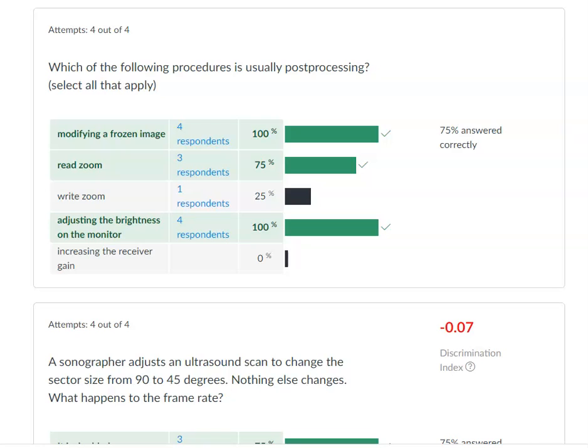Okay, which of the following procedures is usually post-processing? Anything that modifies a frozen image is by definition post-processing. Read zoom by definition is post-processing. Write zoom by definition is pre-processing. Adjusting the brightness on the monitor is post-processing because you can do that at any time. Increasing receiver gain is often pre-processing, though it can be a post-processing function.